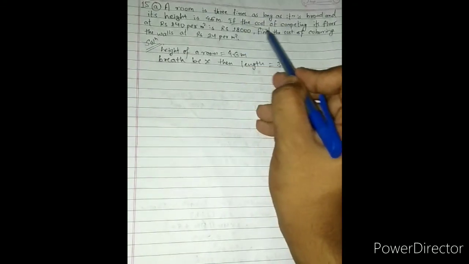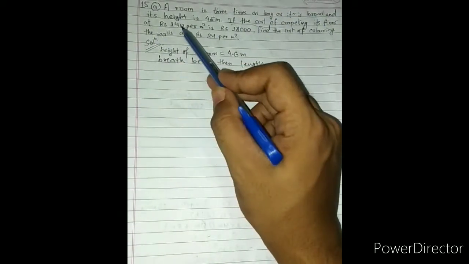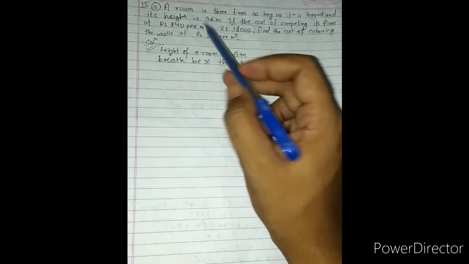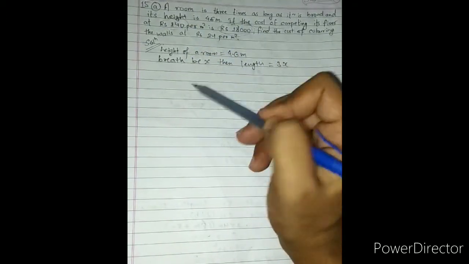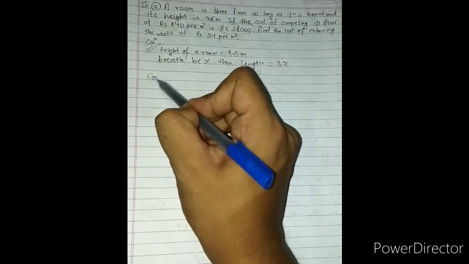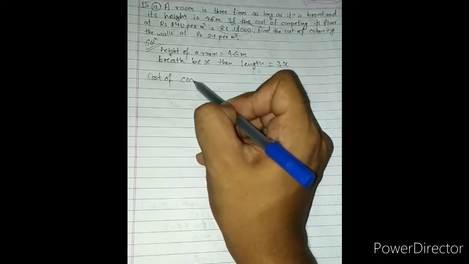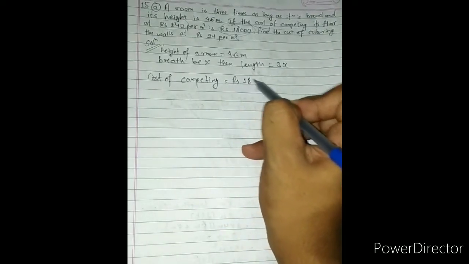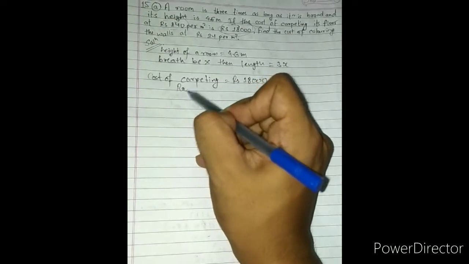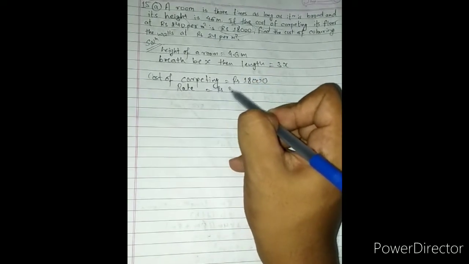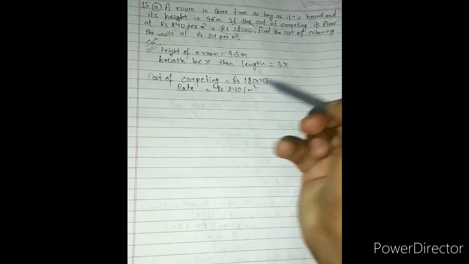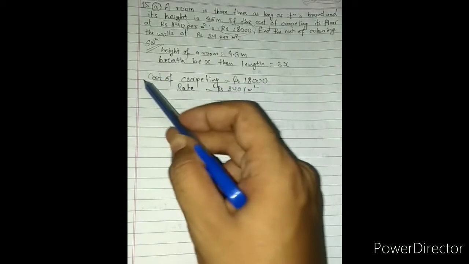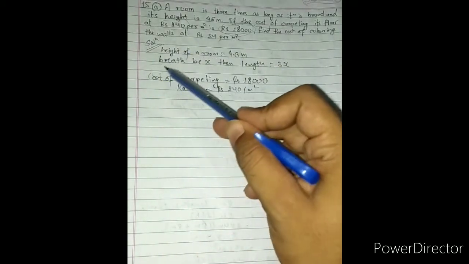Now next, the cost of carpeting its floor at rupees 240 per meter square is 18,000. Rate is given, total cost is given. The cost of carpeting is given, 18,000 at the rate of rupees 240 per meter square. If the cost and rate are given, then we can find the area.